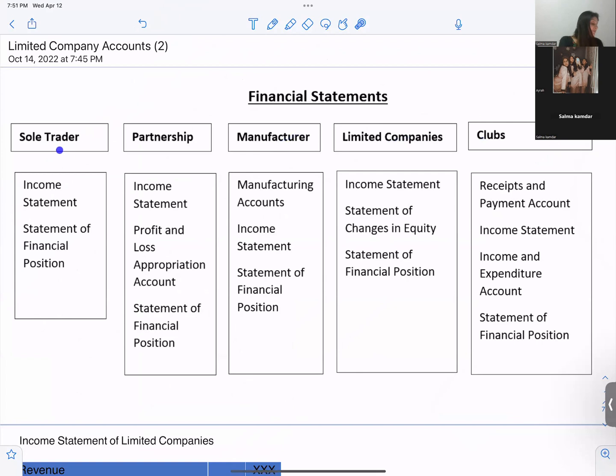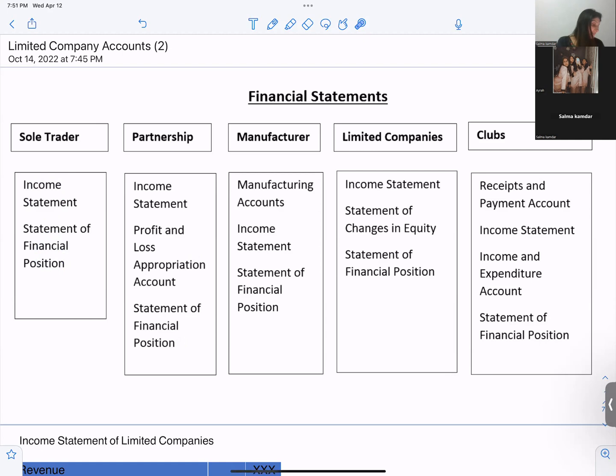What are the books of accounts that you make for a sole trader? You'll make the income statement and the statement of financial position. What are the books of accounts that you make for a partnership firm? Income statement, profit and loss appropriation account, and statement of financial position.